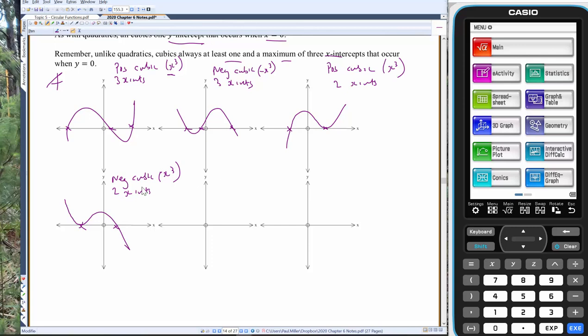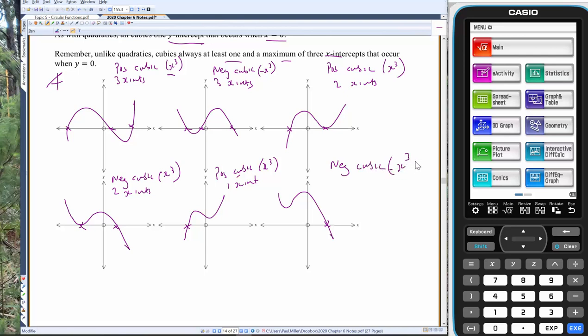All right, and we can also get 1 x-intercept as well. So this is a positive cubic, 1 x-int. So remember, positive cubic starts with a positive gradient. So it can go like this, okay, where the only x-intercept is that one there. And we can draw a negative version of that. So what I'm going to do is have the turning point happen there and the other turning point there.